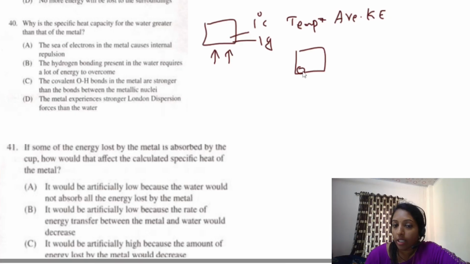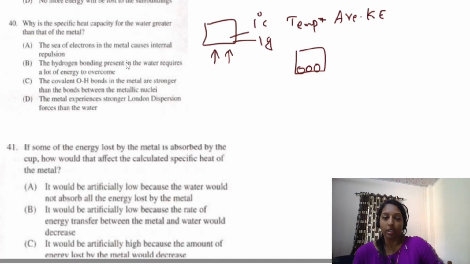Because in these compounds there are so many particles. If they want to move, they have to get rid of the intermolecular attraction. So water having a higher specific heat capacity means water has a higher IMF, and water's IMF is hydrogen bonding. So which option may be more correct? Definitely option B. Okay, then the last one.